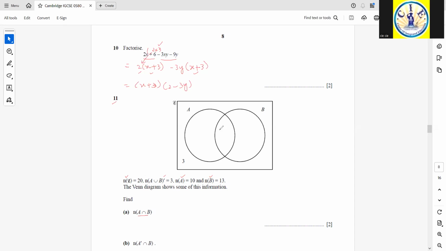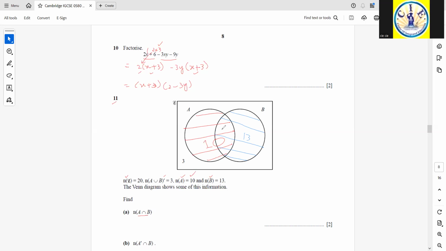Okay. This whole region contains 10. It is given in the question like this. And then n of B. This whole region contains 13.